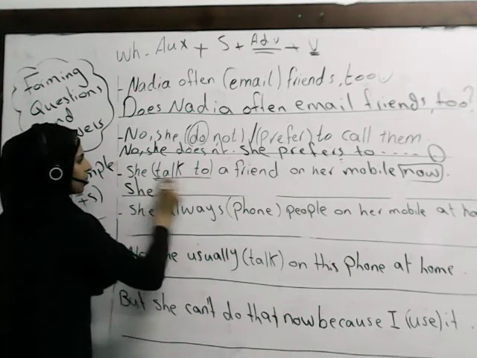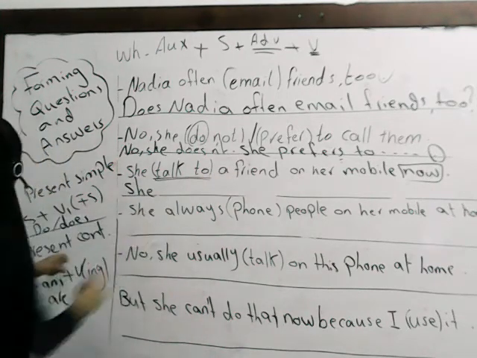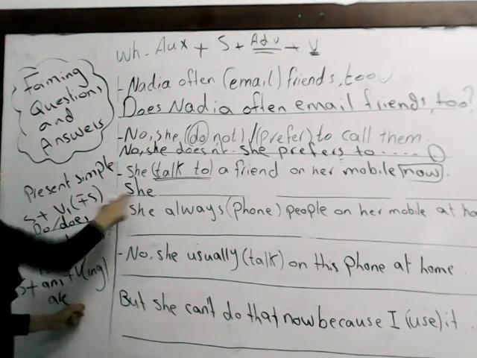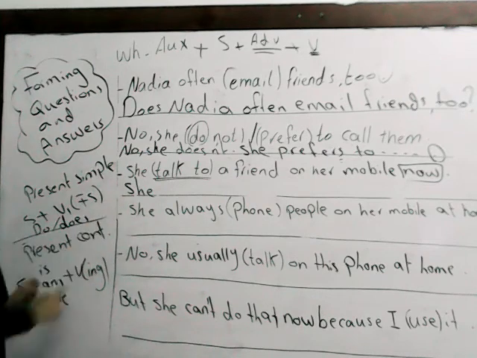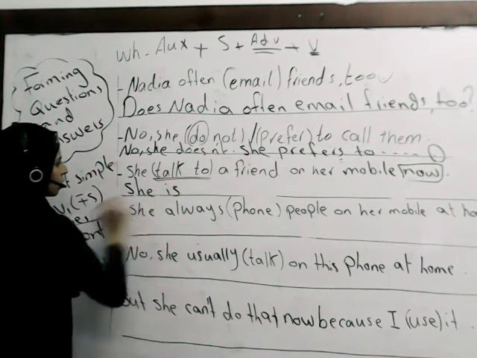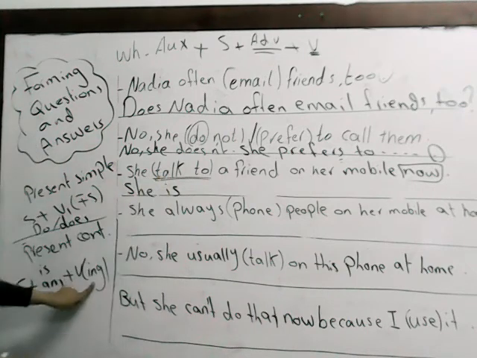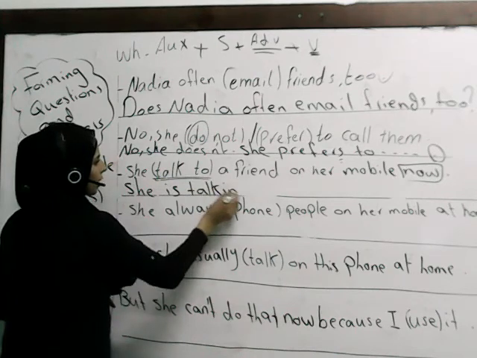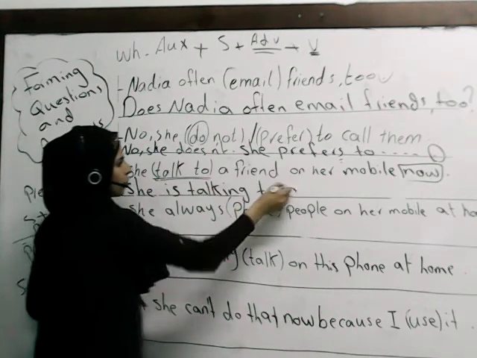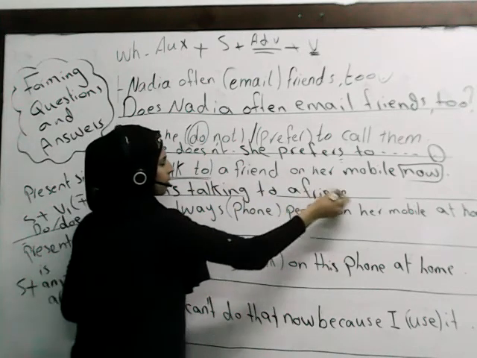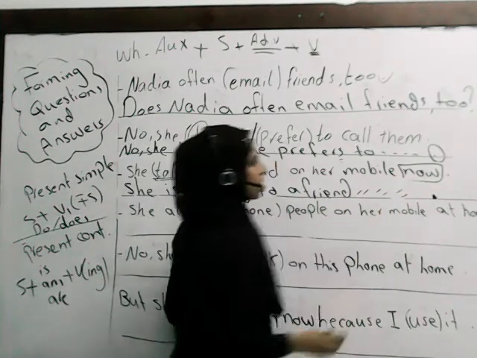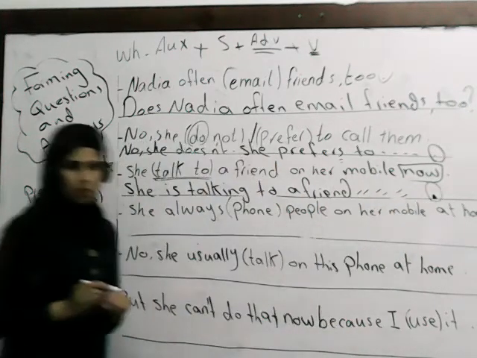Look at this. She talked to. Let's correct this verb. With now, we have to follow this rule. Subject with is, am, are, and verb ing. The subject is she. And she should come with is because it's singular, as you know. She is. With the main verb, you have to add ing to become talking to a friend on her mobile now, and full stop at the end.